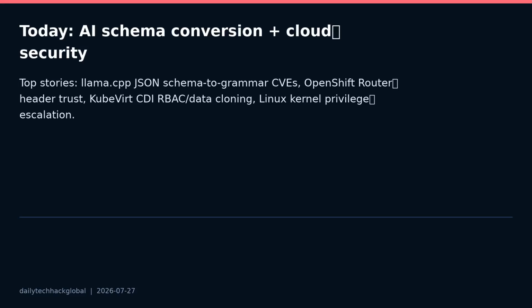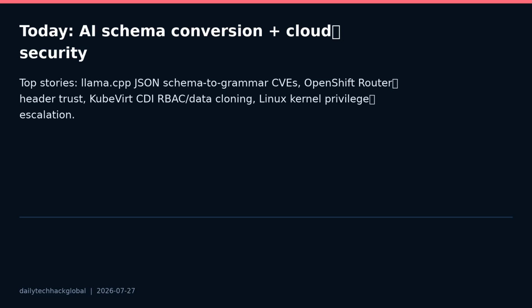Today's AI and cybersecurity briefing starts with a practical warning for builders. If your application accepts user-supplied JSON schemas and sends them into llama.cpp grammar conversion, treat that path like an exposed parser, not a harmless utility.